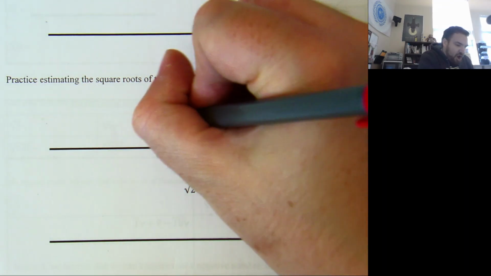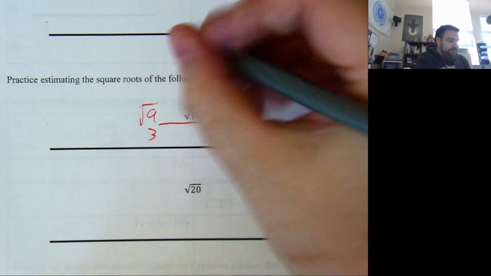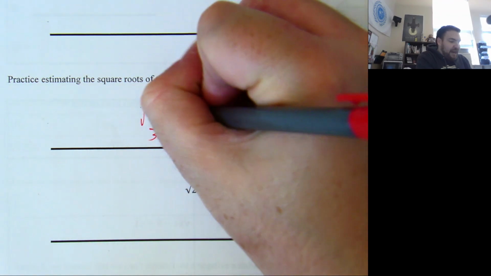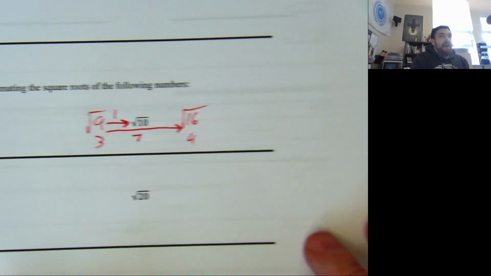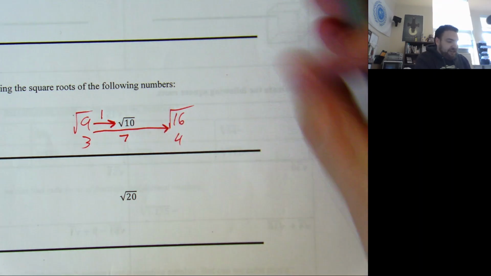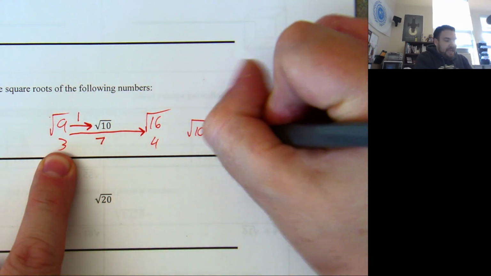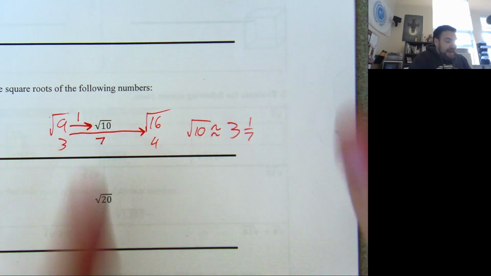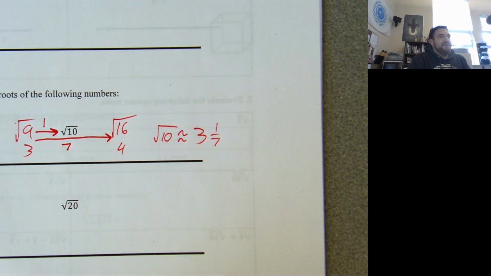Now, how long is the journey between 9 and 16? 7. And how far away are 9 and 10? 1. So this is going to form our estimate. Our fraction for root 10 is going to be, we're going to say that root 10 is approximately equal to 3, the lower perfect square, and the fraction is now going to become 1 over 7. Now, I told you in no uncertain terms, we hate sevenths fractions. Don't bother memorizing it. We're not going to use it. So let's get rid of it.